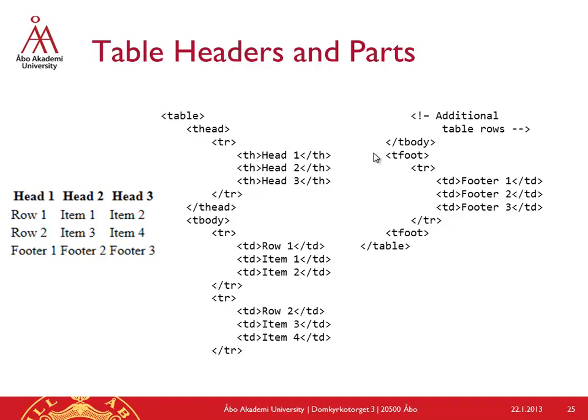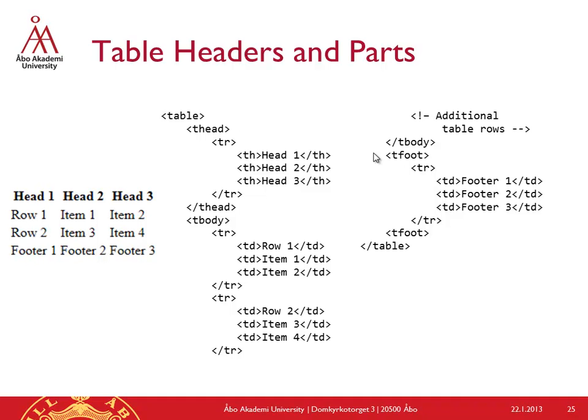And now a more comprehensive example, with headers and parts of the table, because with the tag th we are able to highlight a special header of a table. For example, these headers here are shown in bold. And also we are able to specify which part of our table is its header, which part is the body, and which part is the footer.